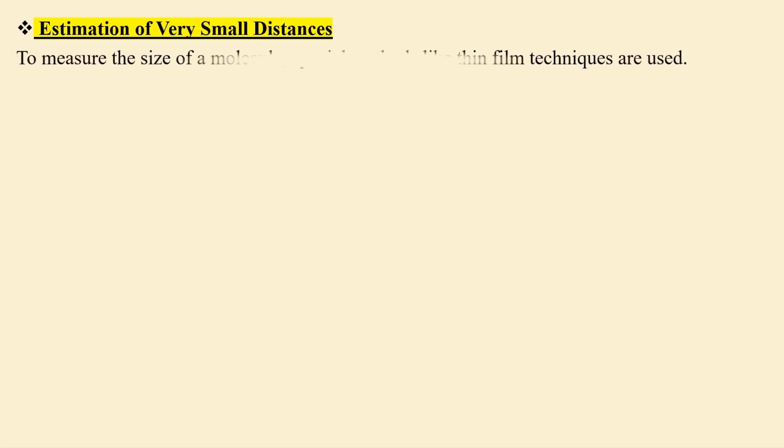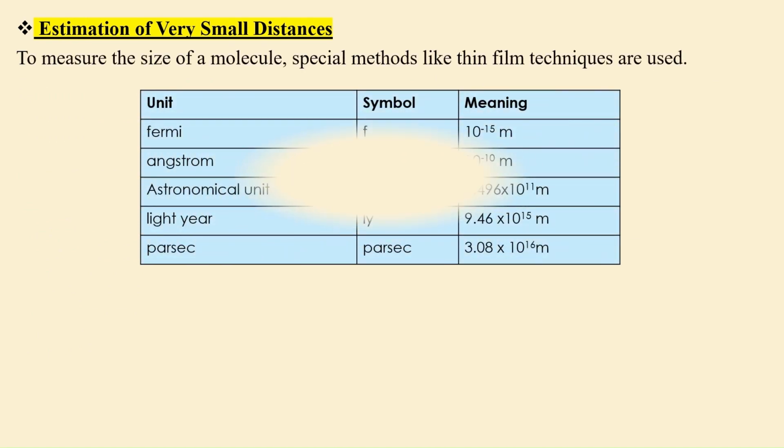Estimation of very small distances, such as measuring the size of a molecule. Special methods like thin film techniques are used. Here, Fermi F is equal to 10 to the power minus 15 meter. Angstrom A is equal to 10 to the power minus 10 meter. Astronomical unit AU is equal to 1.496 into 10 to the power 11 meter. Light year LY is equal to 9.46 into 10 to the power 15 meter. Parsec is equal to 3.08 into 10 to the power 16 meters.